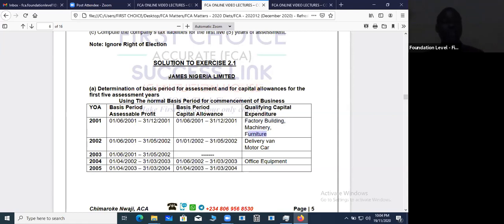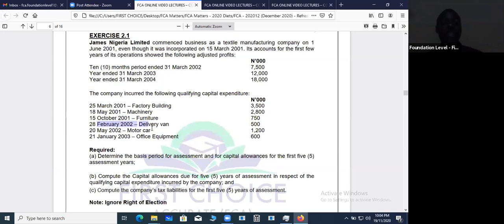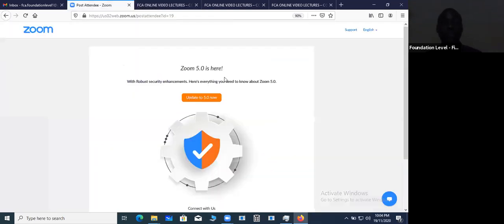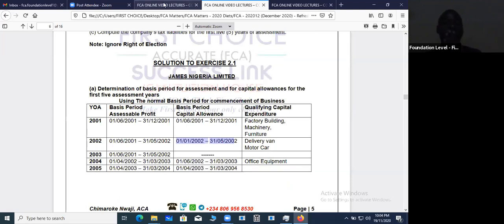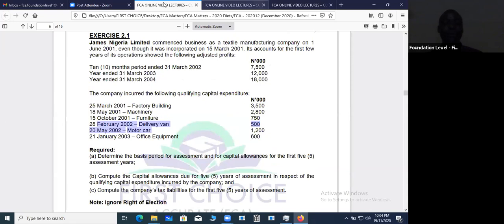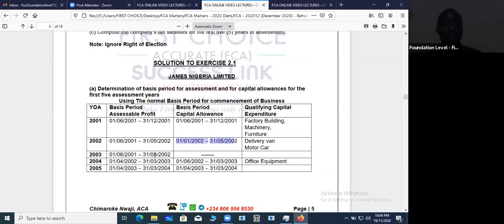Then you get to 2002. You look for assets that were bought within January to May 2002. Between January to May, we have motor vehicle and delivery van. So these two qualify as the assets to be used. In 2003, the basis period for capital allowance is dash, so no assets qualify.